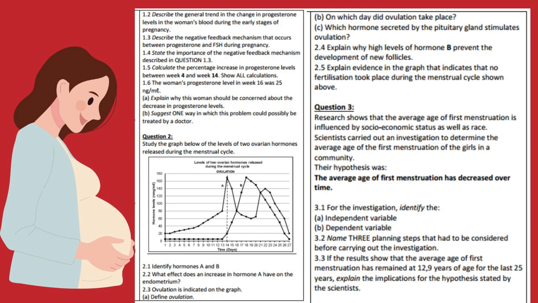3.1 For the investigation, identify A. the independent variable. B. the dependent variable. 3.2 Name 3 planning steps that had to be considered before carrying out the investigation. 3.3 If the results showed that the average age of first menstruation has remained at 9 years of age for the last 25 years, explain the implications for the hypothesis stated by the scientists.